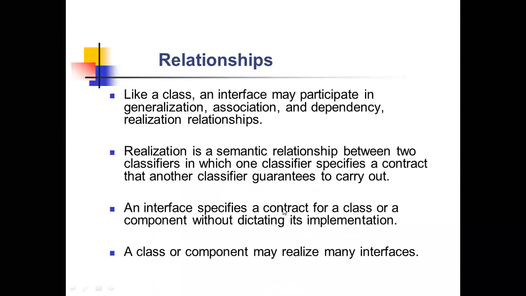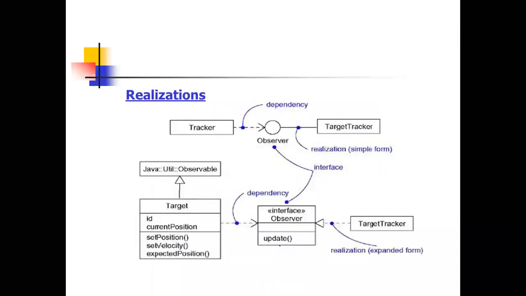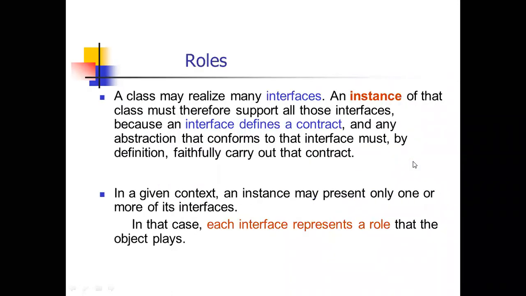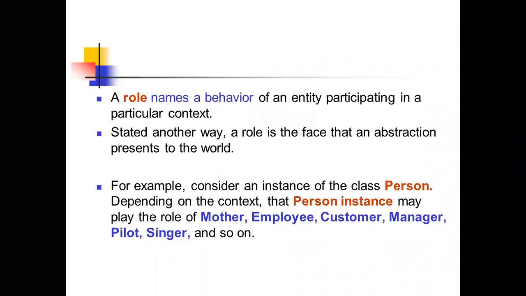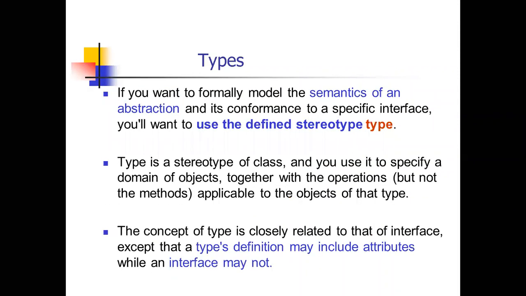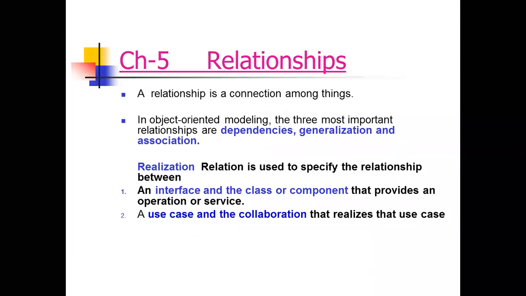Then we have seen the relationships, dependency. Here you can see the interface. This is the class with a line and this is a circle. This is the interface, your observer interface. We have seen the roles, then types. We have seen the relationships like dependency, generalization, association, aggregation.